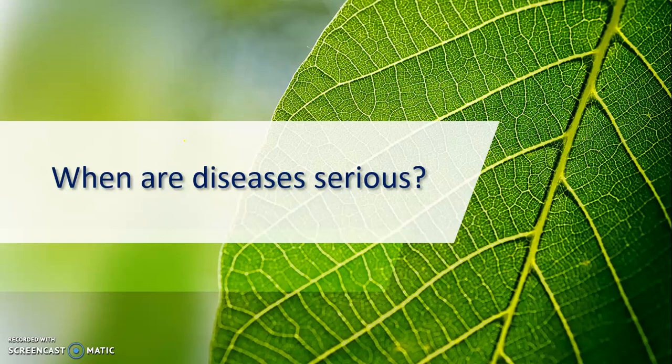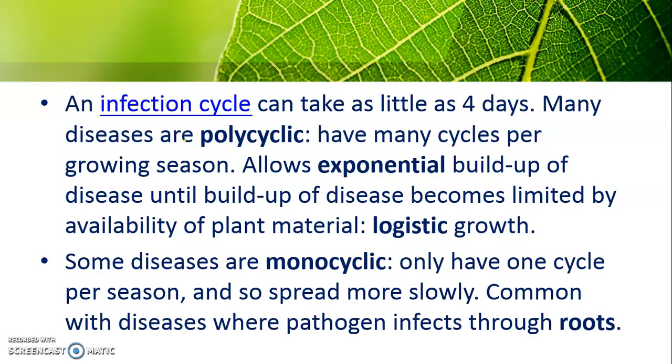When are diseases serious? Before we want to know the level of severity of that disease, we have to know its infection cycle. The infection cycle of a pathogen can be polycyclic or monocyclic. From the name itself, we know that polycyclic is a cycle that will continue a lot of times because it is poly. Monocyclic is a cycle for one only because it is mono.